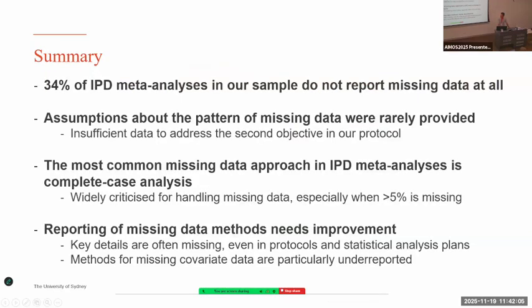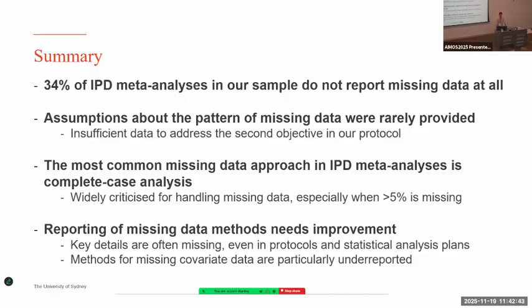So to summarize, 34% of IPD meta-analyses in our sample don't report missing data at all, which highlights a lack of transparency in how missing data is being dealt with. Assumptions about the patterns of missing data were rarely provided, which makes it difficult to evaluate whether the missing data method was appropriate or not. The most common approach in IPD meta-analyses is the complete case approach. And as we saw previously, the complete case analysis was still being done even when there was a significant proportion of missing data. And lastly, the reporting of missing data methods still needs a lot of improvement.